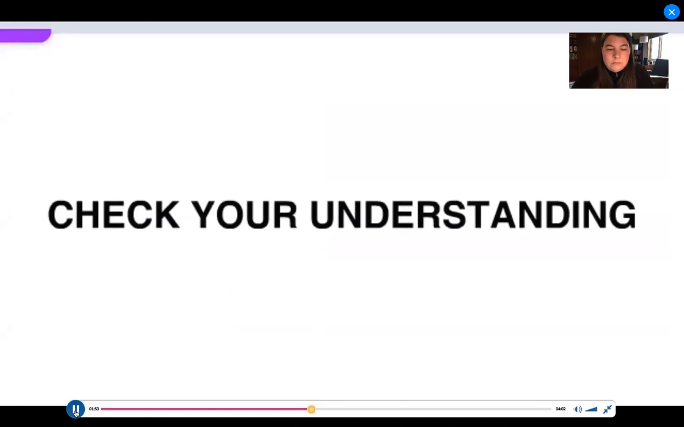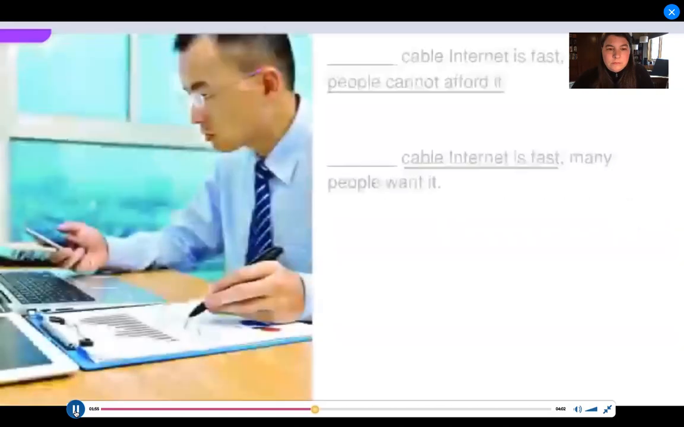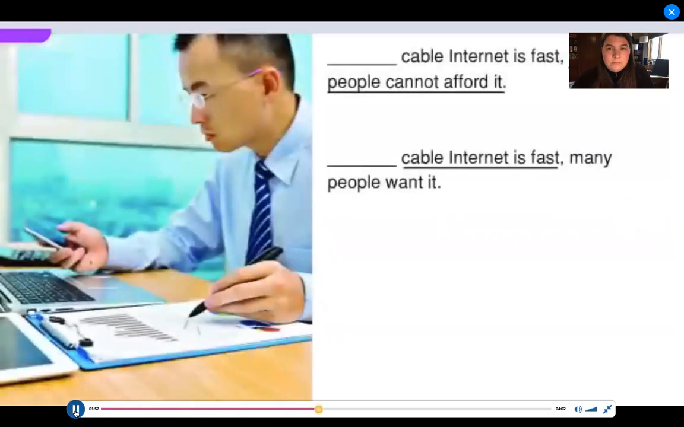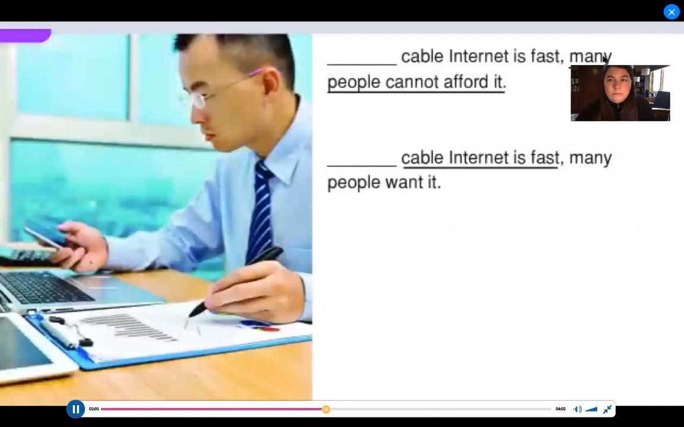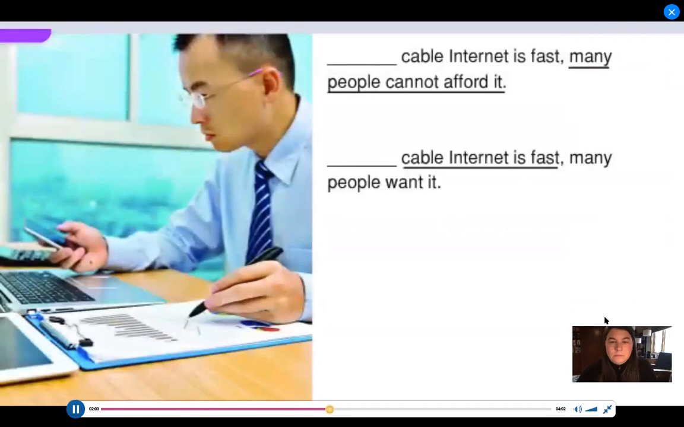Check your understanding. Look at the two sentences. Pay attention to the underlined clauses. Complete the first sentence. Use because if the underlined clause gives a reason. Use although if the underlined clause gives information that is surprising or unexpected.